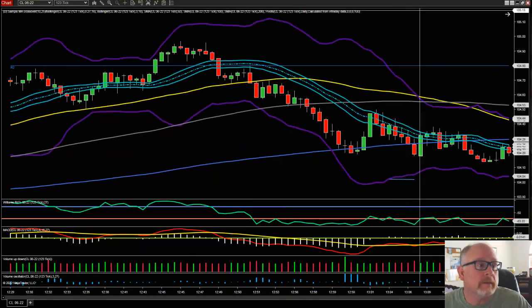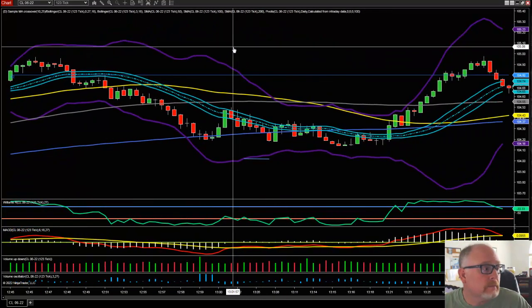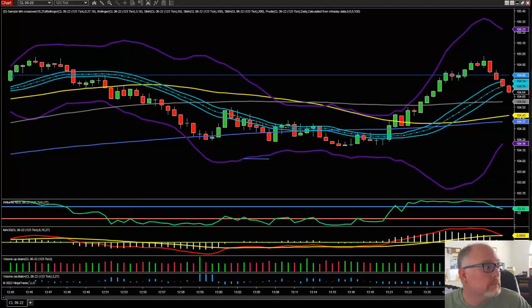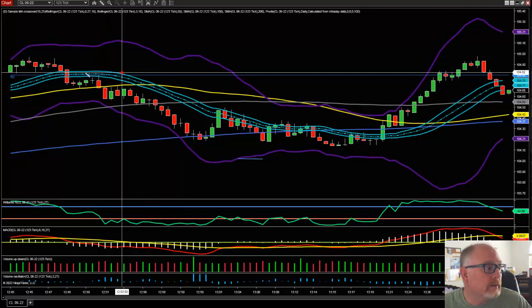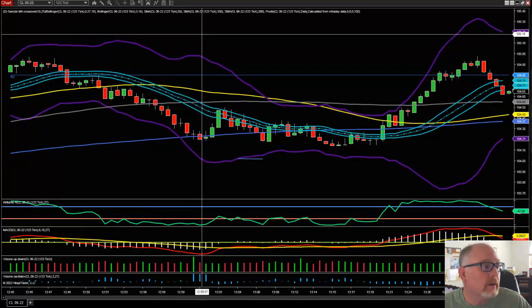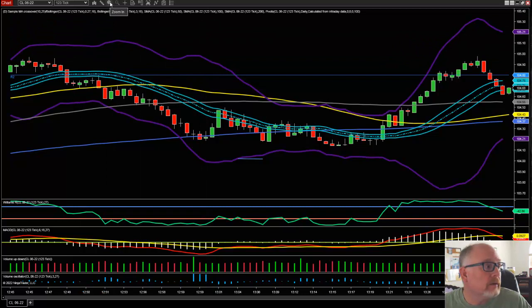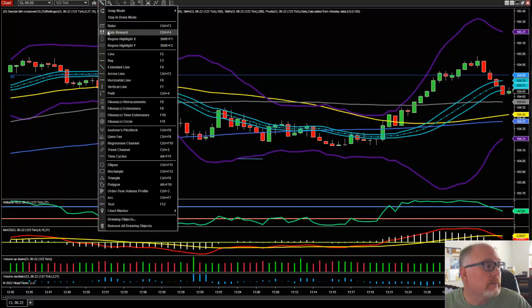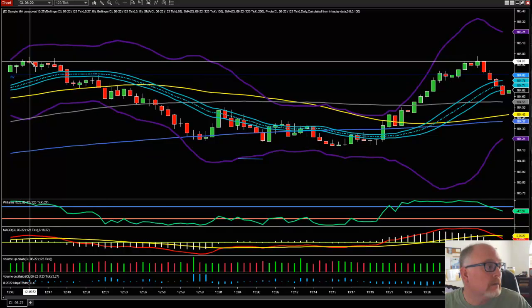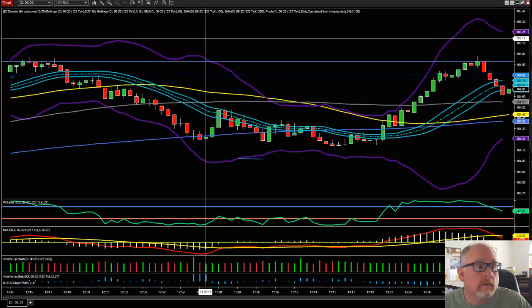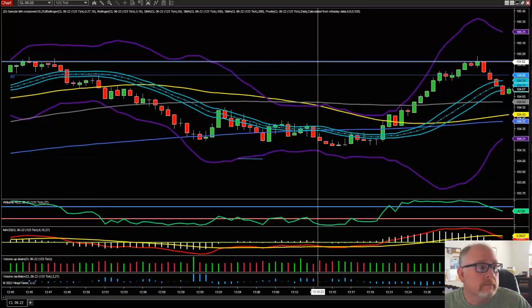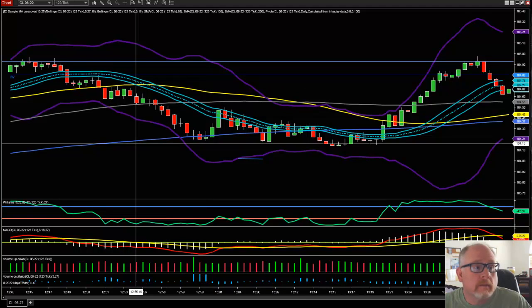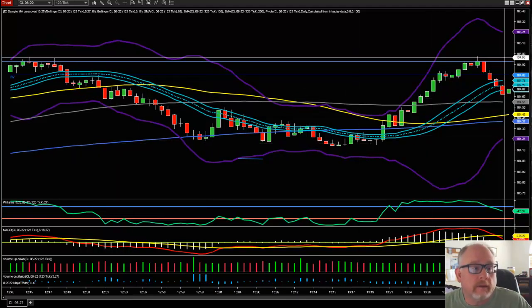Did I miss that one? What do we got here? What can I use? Arrow line? What about a horizontal line? A horizontal line to go across the charts. I had to change colors, but there's the horizontal line.